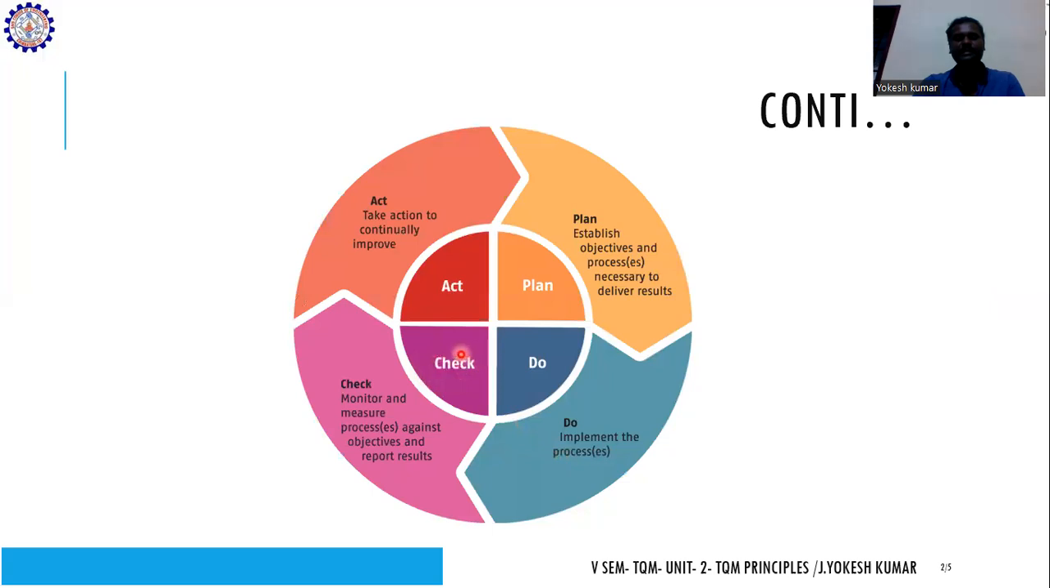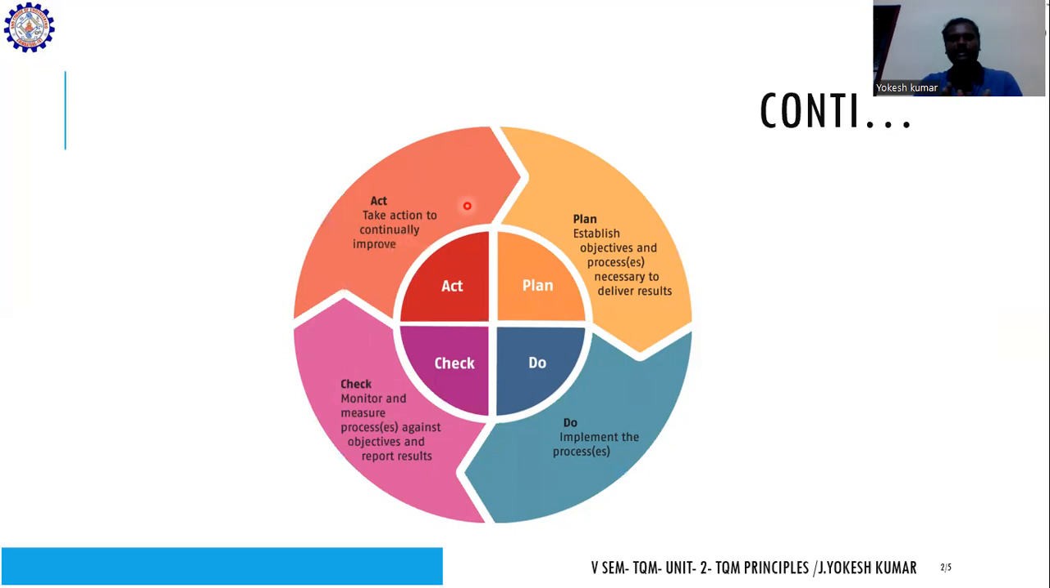Then the next stage is the check stage. After implementation, we have to continuously monitor the process, measure the processes against the objectives and report the results. We already fixed objectives and goals in the plan stage and we are doing the process in the do stage. After that, we have to continuously monitor and measure the performance. If it is okay or not okay, we have to convey the information. Then the final stage is the act stage, where we have to take action continuously for improvement.